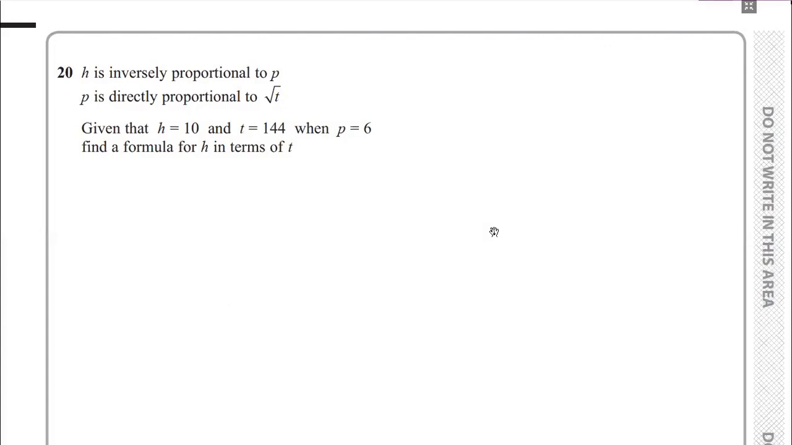H is inversely proportional to P, so what will I write, Naman? Okay, so H equals K over P. T is directly proportional to the square root of T. So then you write T equals K times square root of T.